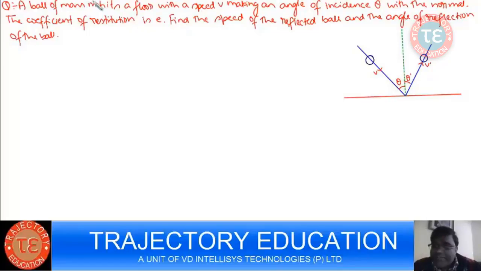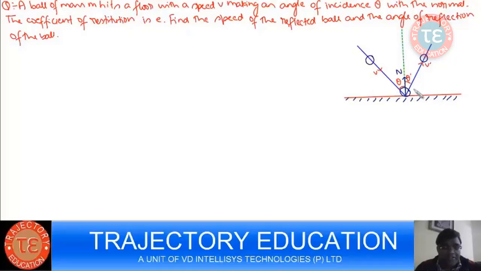See, in this case, when the ball is colliding, this is the ball over here. The ball experiences force in which direction? See, this surface is going to exert a normal reaction in this direction, right? This normal reaction does not have any component in the horizontal direction. It means there is no force acting on the ball in the horizontal direction.